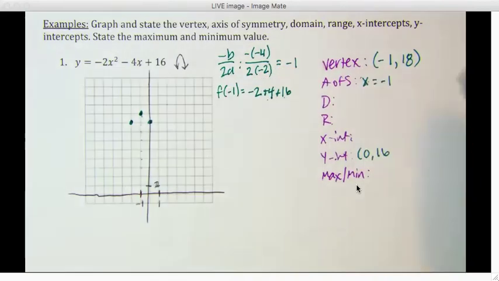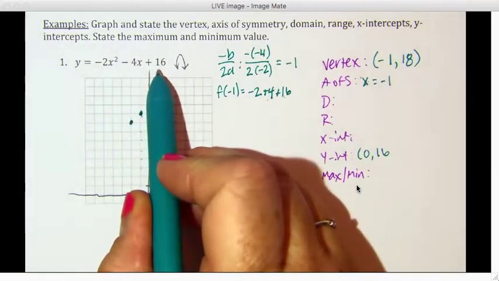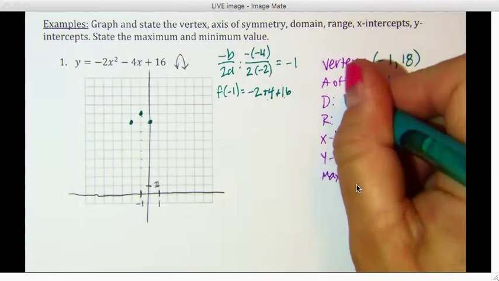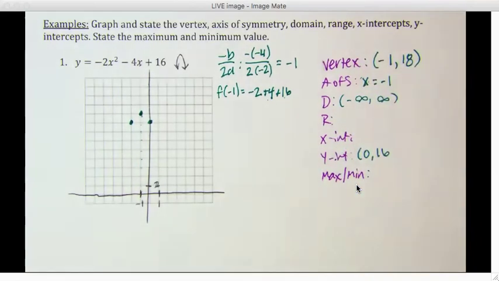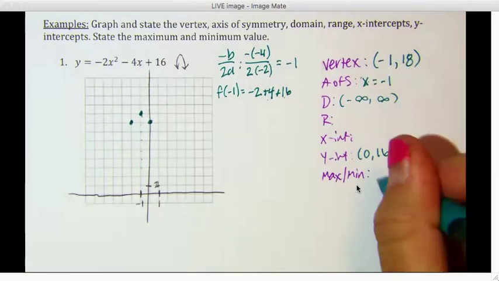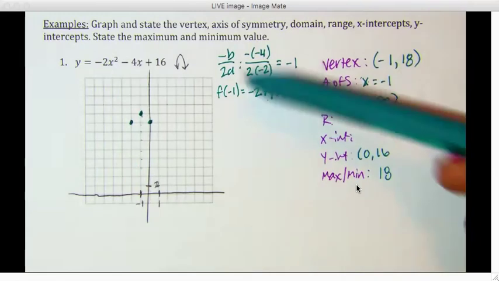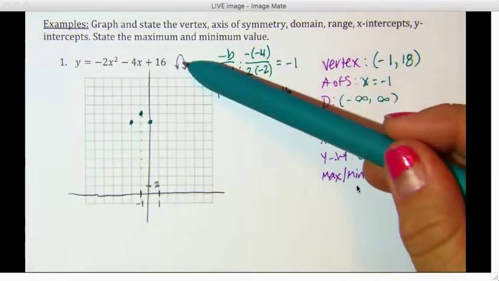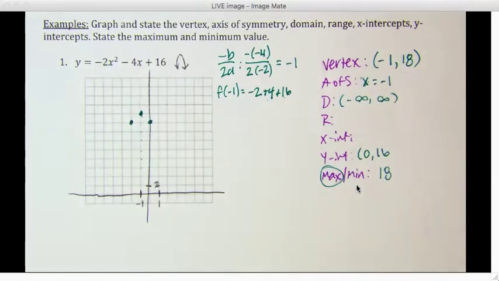As I said previously, the domain for all polynomials is -infinity to positive infinity. This is a polynomial, so my domain is -infinity to positive infinity. Now my vertex also tells me my max or min value. It's always the y value of your vertex. Determining if it's a maximum or minimum is if your parabola is going up or down. Because my parabola is going down, that vertex is a maximum. So I only have 2 pieces left here, the x-intercepts and the range.